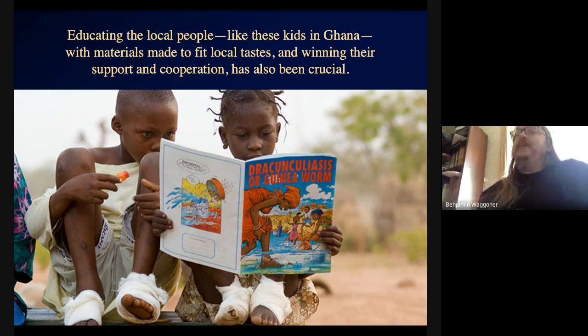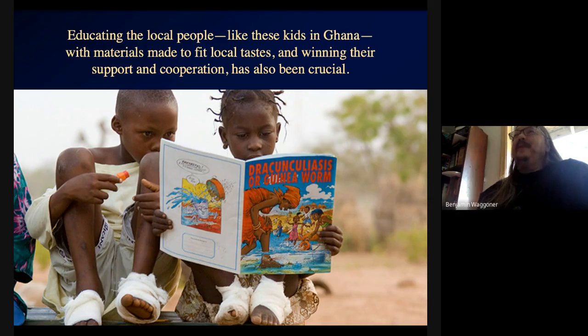These materials are made to fit local tastes, and getting the people on their side has also been important. At first, people were skeptical that drinking through a straw was actually going to do any good, but they'd get one village to try it.